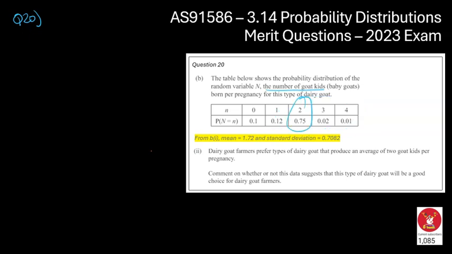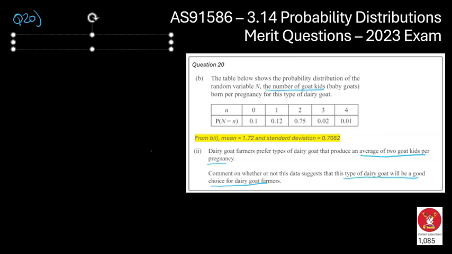If you look at that probability of getting 2 goats, 3/4, that's quite a lot. The previous question, you would have been asked to calculate the mean and the standard deviation of the baby goats. And this question here, dairy farm goats preferred the dairy goat that produces an average of 2 goats per kid, so 2 goats per pregnancy. Comment on whether or not the data suggests that this type of dairy goats will be a good choice for a dairy goat farmer. There's a lot to unpack here.